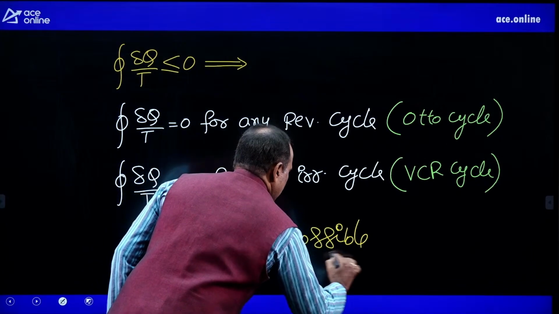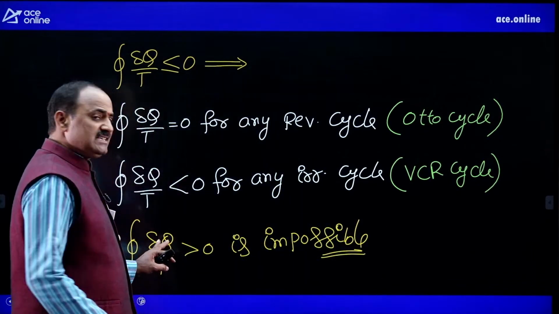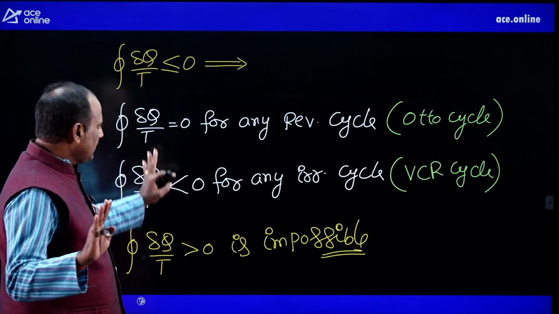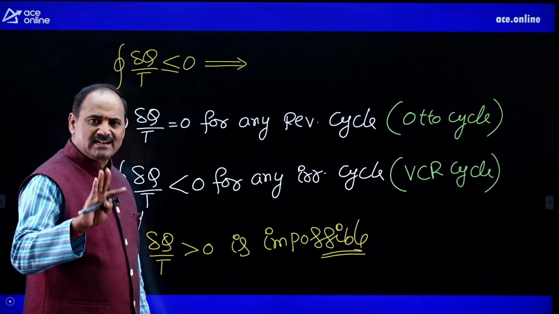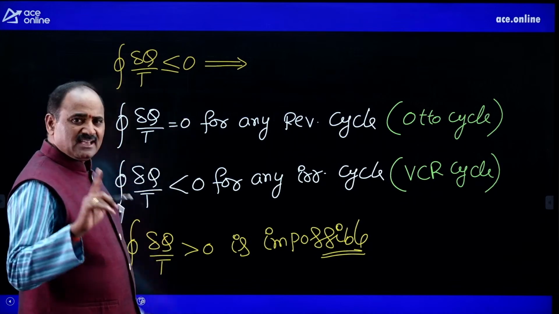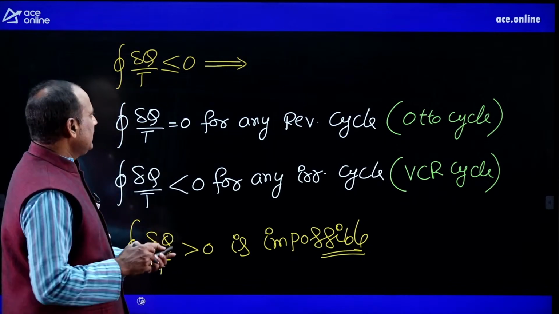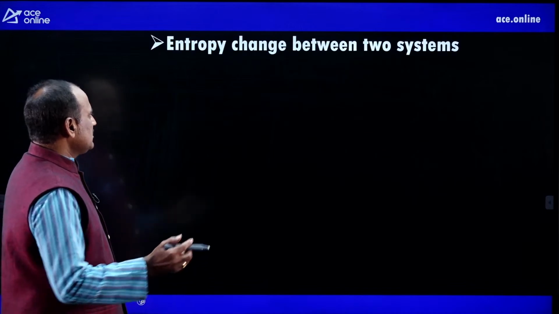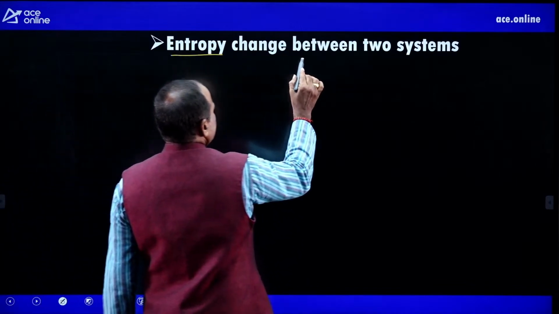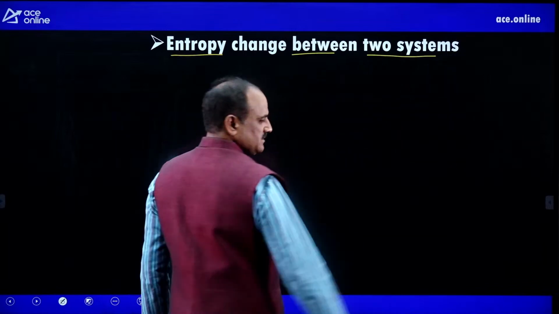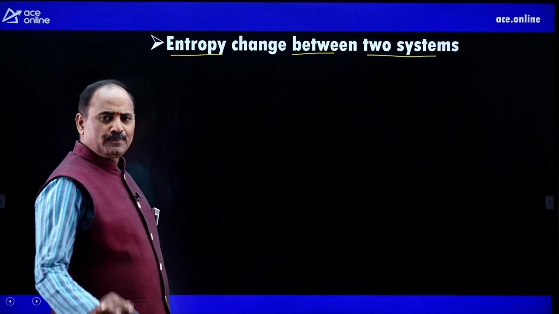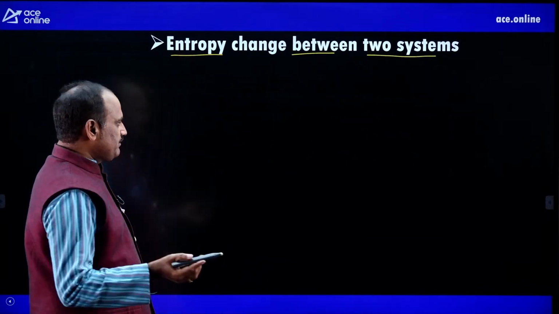Okay, dear friends, remember: cyclic integral del Q by T greater than 0 is impossible. Cyclic integral del Q by T greater than 0 is impossible. I hope all of you clearly understood the Clausius inequality equation. Understood or not? Yes. Then look at another important concept: entropy change between two systems.